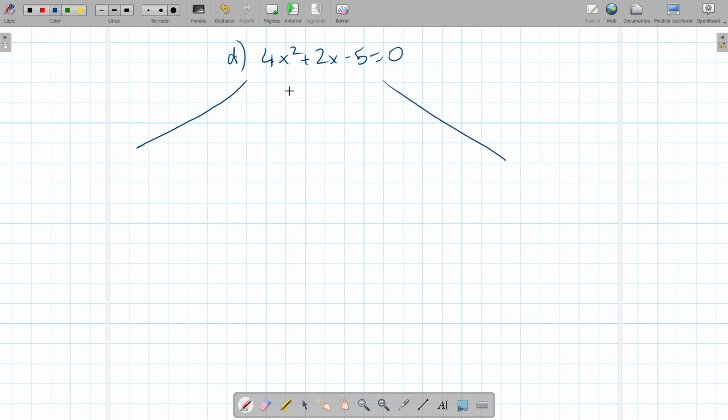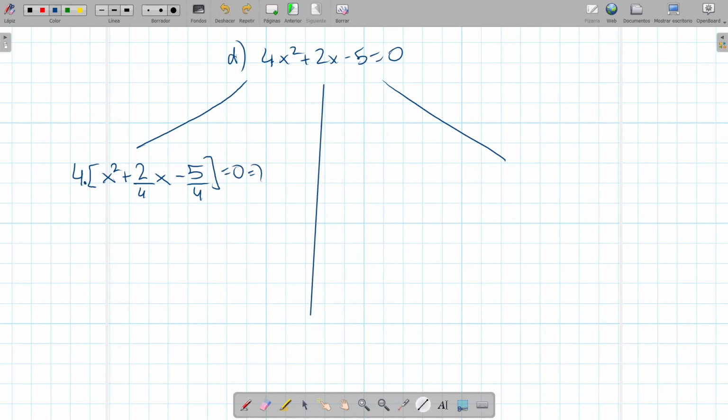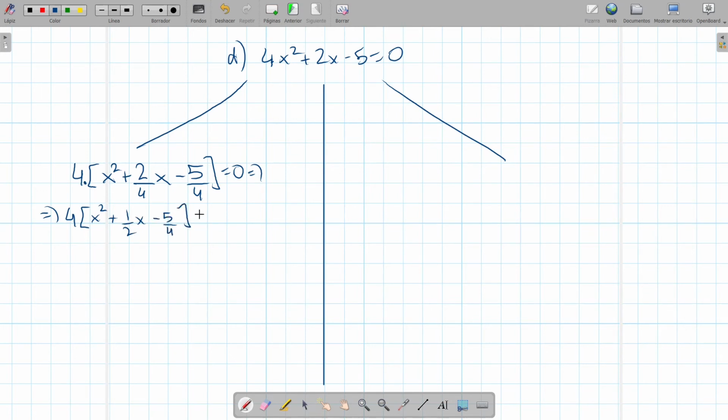One way is I could divide everything by 4, as we did before. So I extract the 4. So that's x squared plus 2 divided by 4x, minus 5 divided by 4 equals 0. And then I'll do this. Now let's do it like this. Okay, so we divide the page there. And so this one would give us the 4. That's 1/2 minus 5/4. So we need to complete the square on this expression.